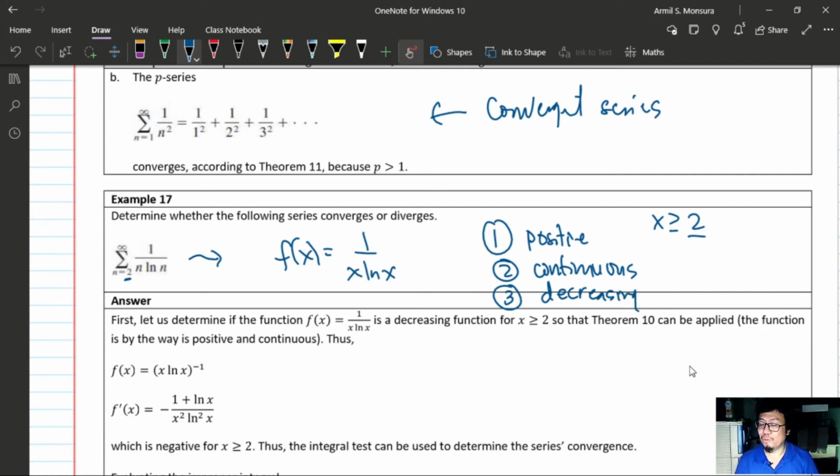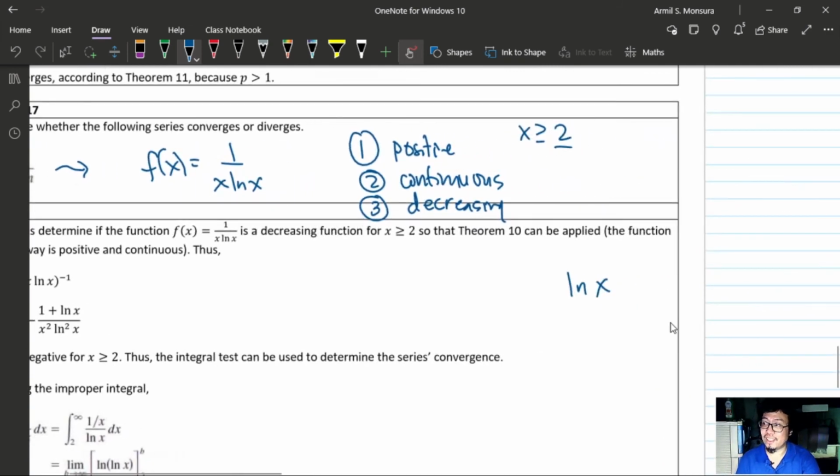Now we know that the natural logarithm function is an increasing function, but we don't know how it behaves. Obviously, if we take the reciprocal of the natural logarithm function, it would be a decreasing function. But here it's multiplied with x. So again, if x is increasing, then this would be a decreasing function.